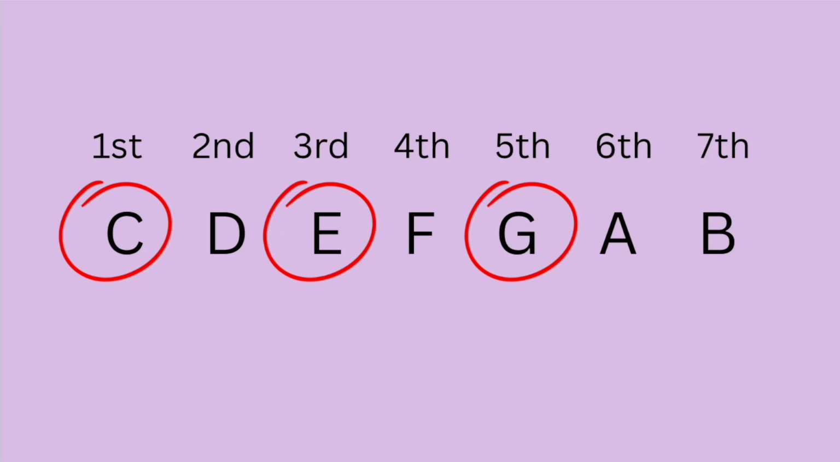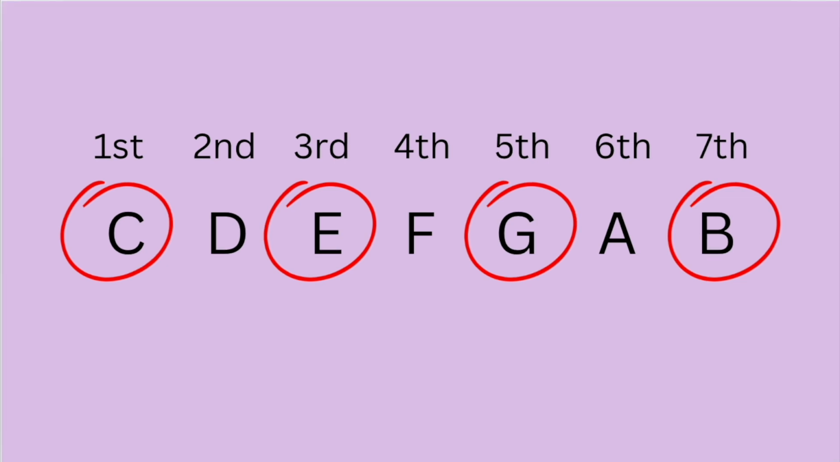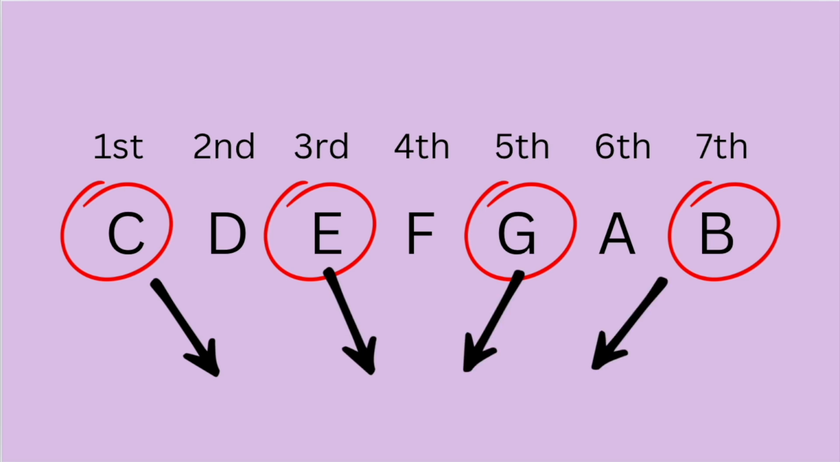So in C major, that is B. Alright, so to make our major 7th chord, all we've done is we've taken our first, our third, our 5th, and our 7th, all from our major scale, and we've ended up with C, E, G, B, and that's our major 7th chord in C major.